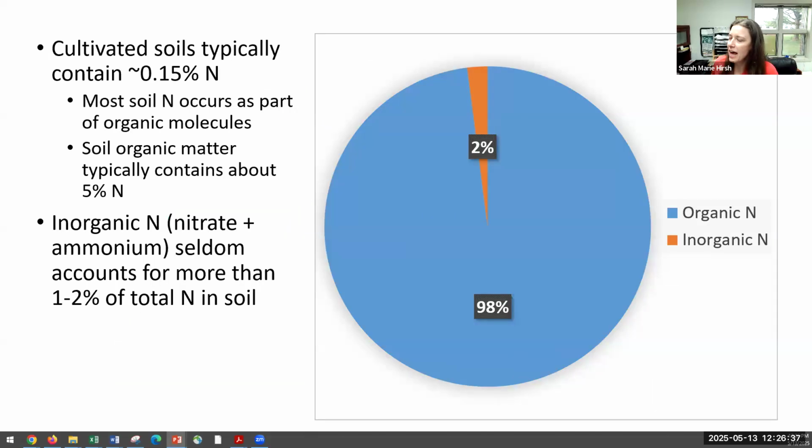And then the elephant in the room, which I think we sometimes forget about, is that in reality, 98% of the nitrogen in a typical soil is going to be organic. So if we have, say, 2% nitrogen in the soil, 98% of that is going to be in an organic form, and there's only going to be 2% in the inorganic nitrate and ammonium forms. So the 98% is going to be organic nitrogen.